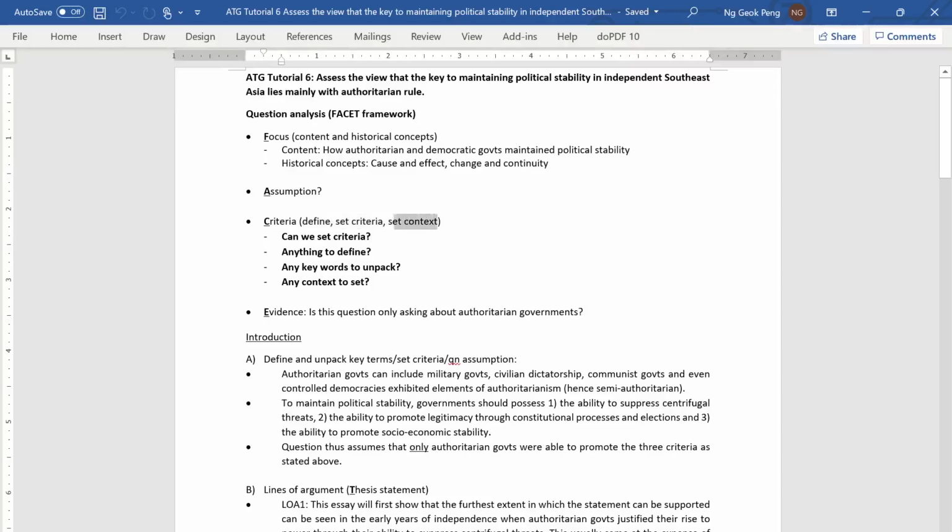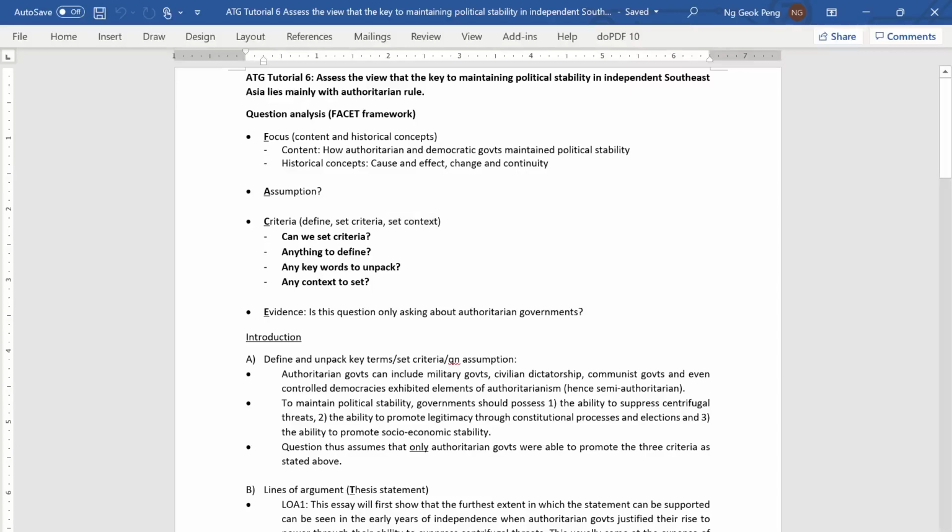Just to remind you again, this setting of context is the least important. So you only set context when you have nothing else to do, when there's no criteria to set and no keywords to define, which is actually very rare. Most of the time you will not be able to set context, and I don't really encourage this as well, because it's kind of a waste of word count. You should be quickly finishing off with the preamble and moving on to your lines of argument. So you don't have to set context if there are other better things to do.